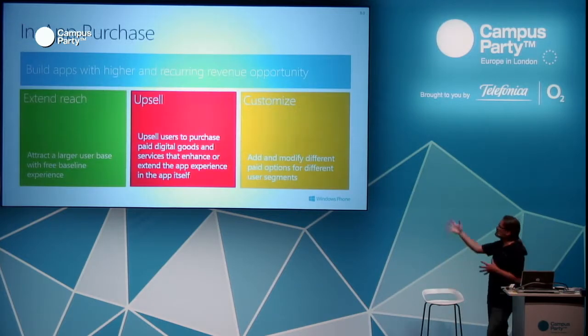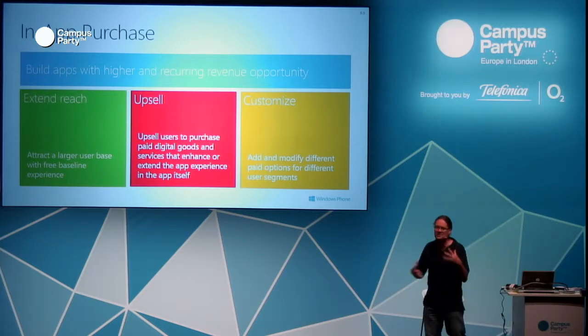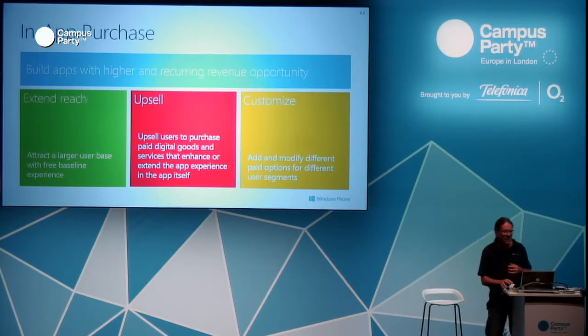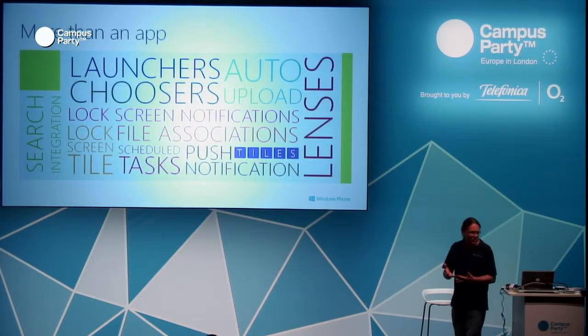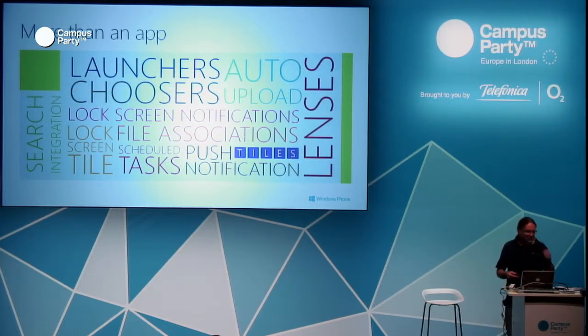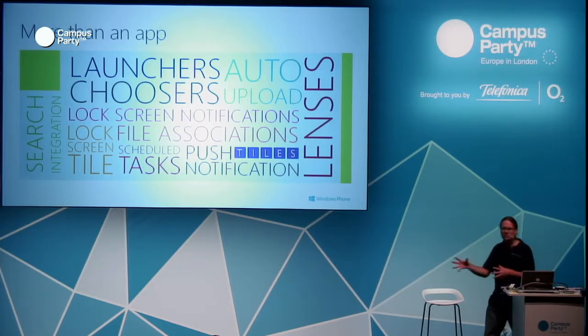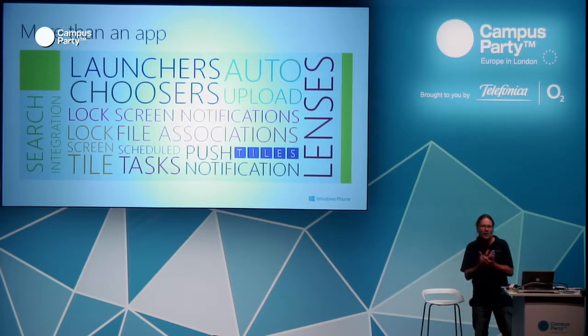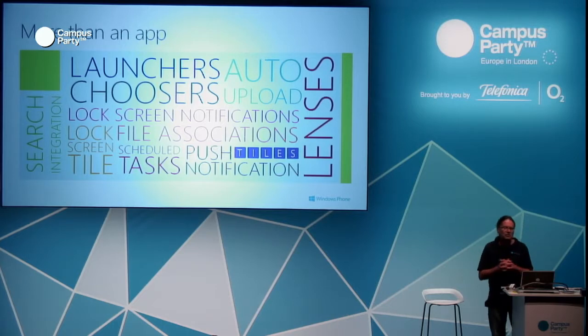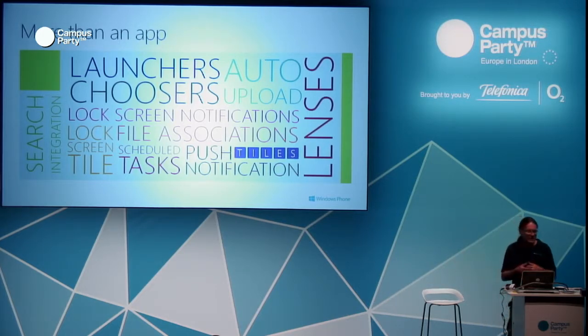Of course, we have in-app purchase. Not much more to say about that. So there's support for all of those kinds of things, and I've only really scratched the surface of what you can do with Windows Phone. There are whole loads of other things: background processing, file association, scheduled tasks, so you can have things that run in the background, independent of the main foreground app. It's very, very rich. Lenses, which is a way of integrating with the camera hardware. Lots of really exciting stuff happening.